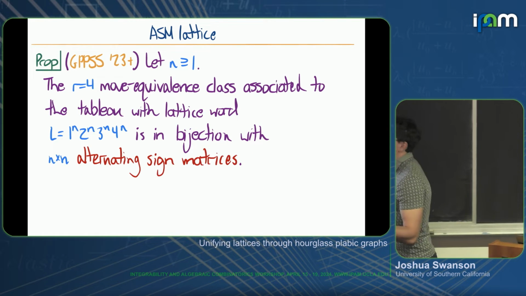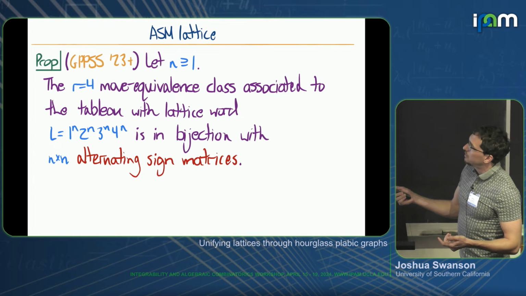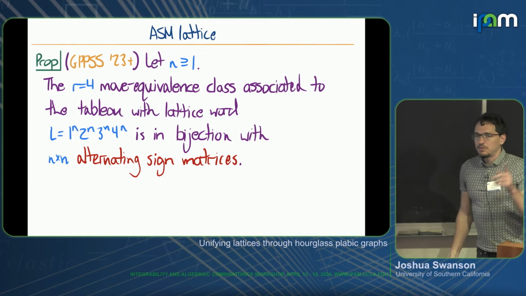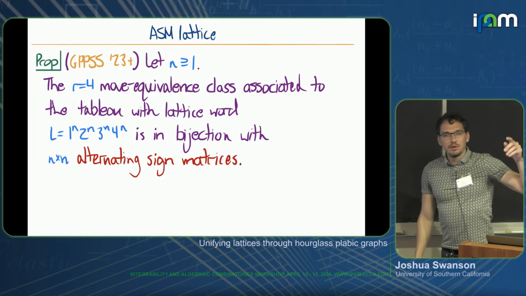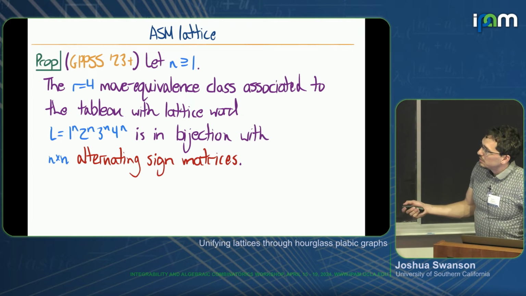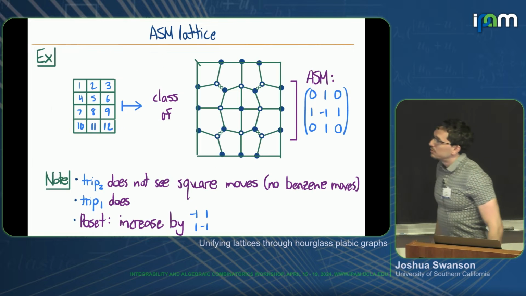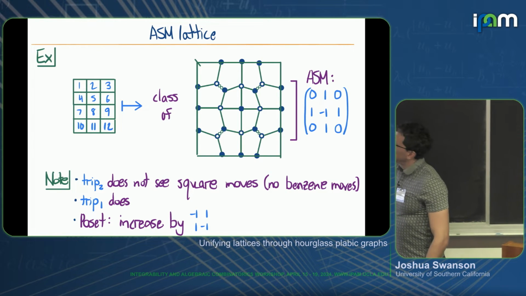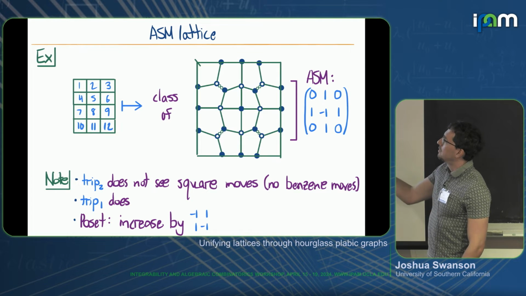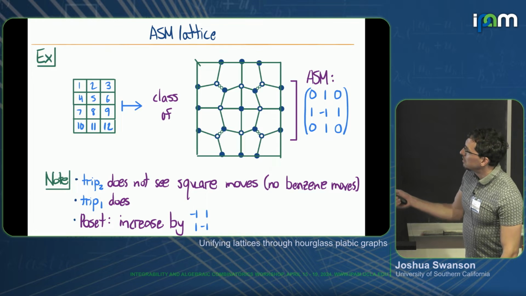Next, alternating sign matrices. So it turns out, move equivalence class associated tableau with nice super standard lattice word. This is just 1, 2, 3, 4, 5 up in the first row, etc., filling row by row. These guys are in bijection with n by n alternating sign matrices. Again, a picture says 1,000 words. So here's that super standard tableau. Turns out that turns into the move equivalence class of this.